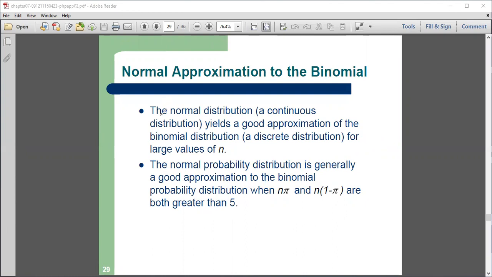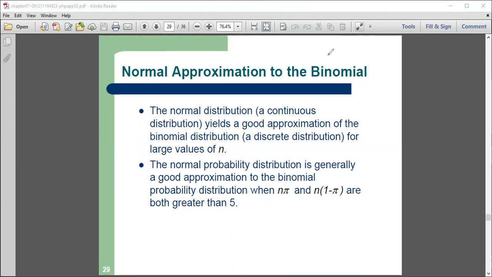So there are 2 points mentioned in the slide. The first one is relevant to the types of distribution and the large values of n. And the second point: the normal probability distribution is generally a good approximation to the binomial in which condition? When n times the probability of success and n times the probability of failure are both greater than 5. So these are two conditions for normal approximation to binomial.